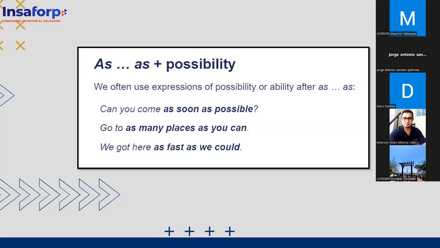So you can also use this combination to express possibility, right? Can you come as soon as possible? You have to go to as many places as you can while you have money. We got here as fast as we could. So you can also combine this with possibility. For example, I came here as fast as possible.